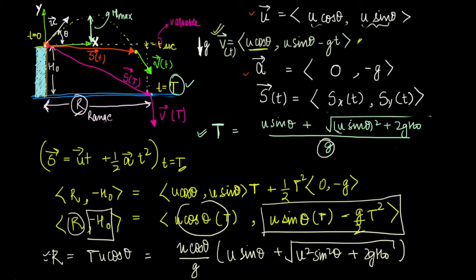And this is my total range. This is my total time, and h max is still u square sine square theta by 2g. So there you have it. That's the entire problem solved.